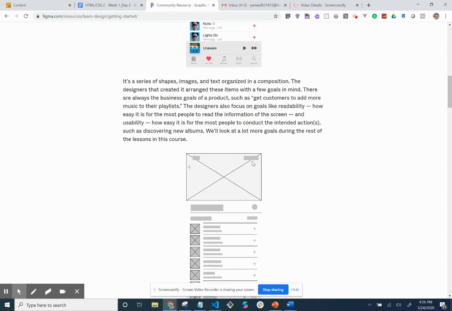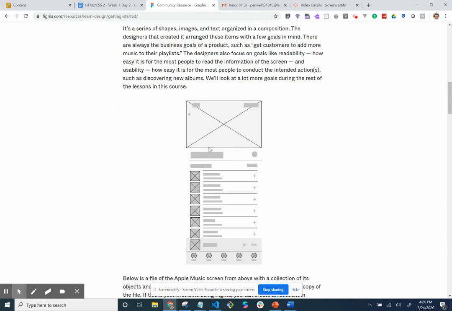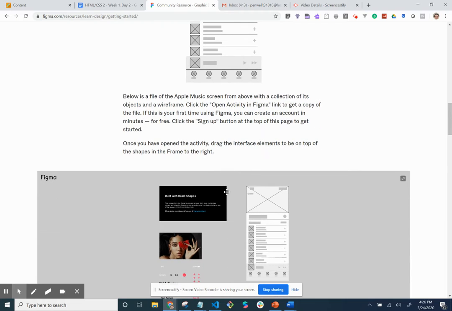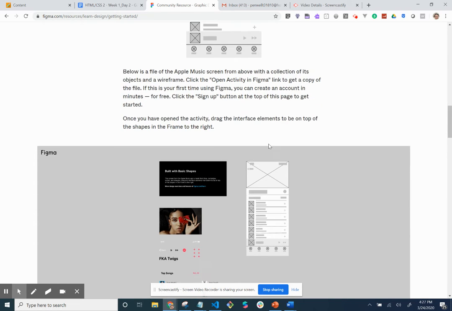Let's see. We can look at a lot more goals. So in one of the previous lessons, they talked about how they just kind of did the layout in grayscale. Just the basic layout, not worrying about the details, but just trying to get the basics down. And below is the file of the Apple Music screen from above with a collection of its objects in the wireframe. So we can click the Open Activity in Figma link to get a copy of the file.